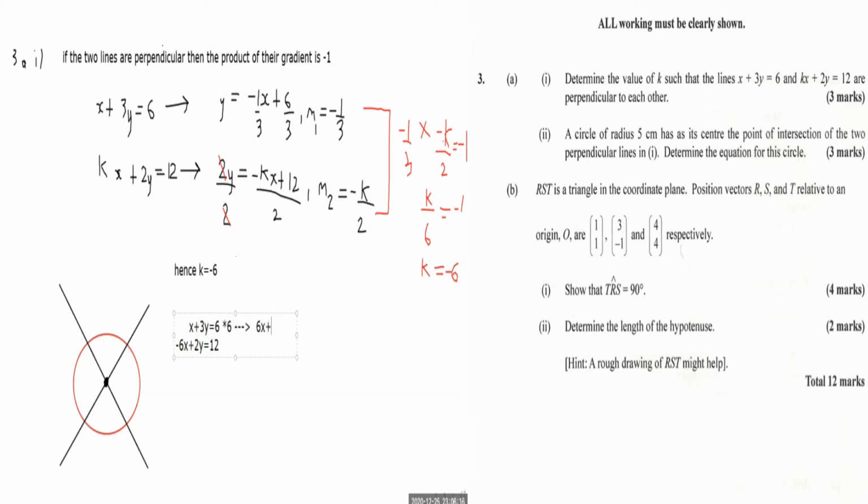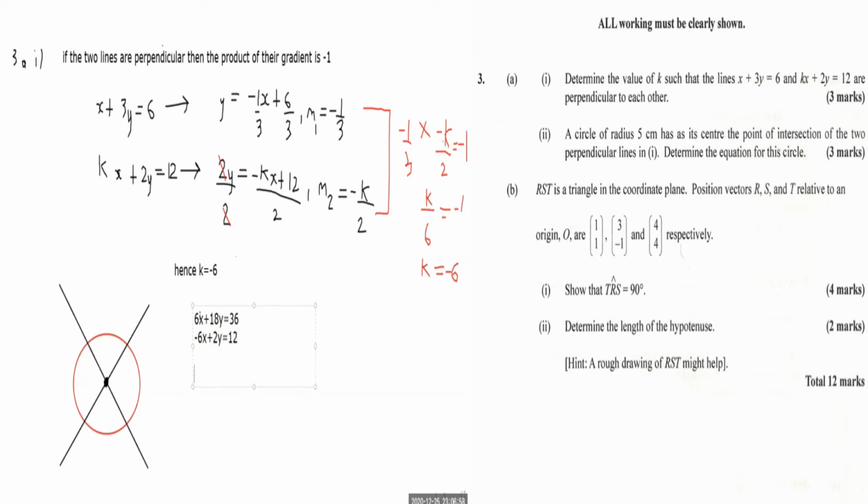Multiplying by 6 gives 6x plus 6 times 3 is 18y, equal to 6 times 6 is 36. Let's do it again: multiply the first equation by 6 to get 6x plus 18y equal to 36. The second equation is minus 6x plus 2y, equal to 12.